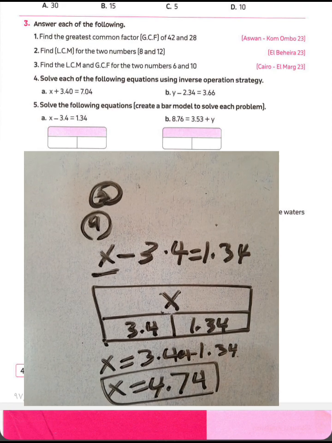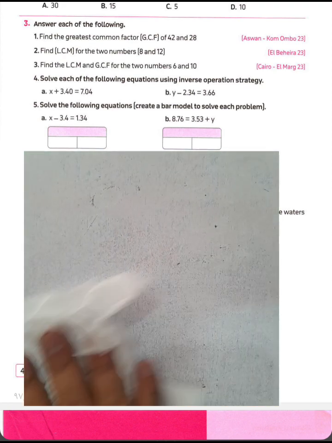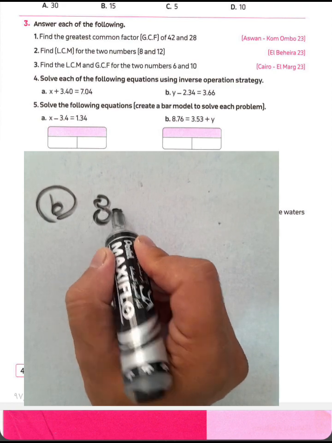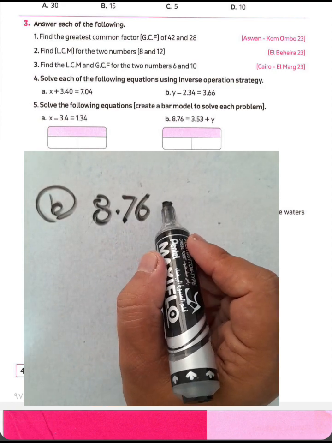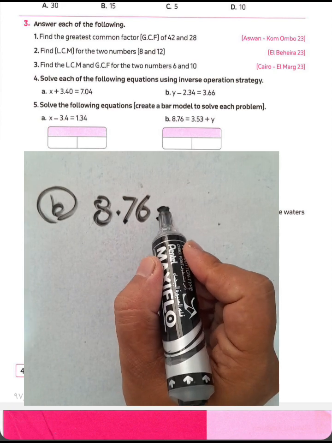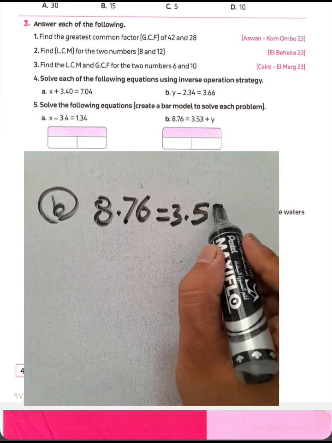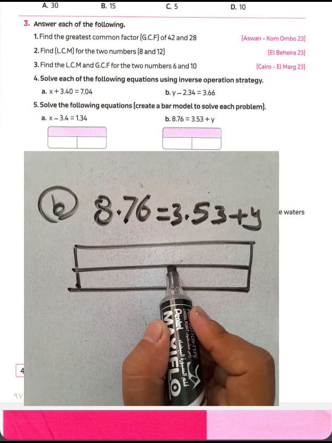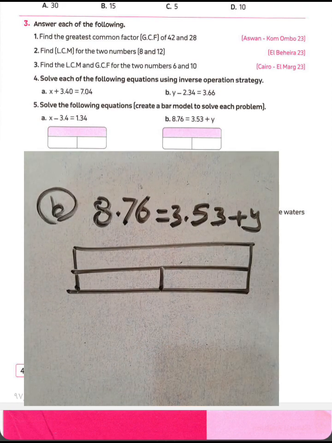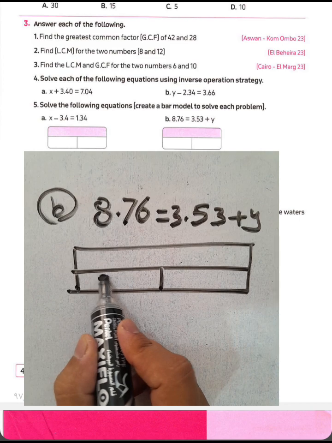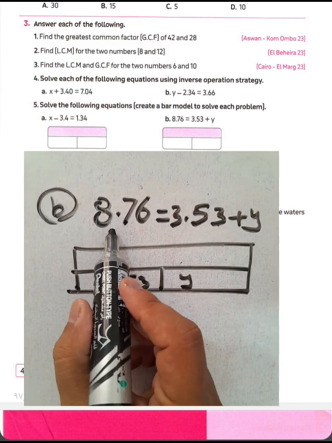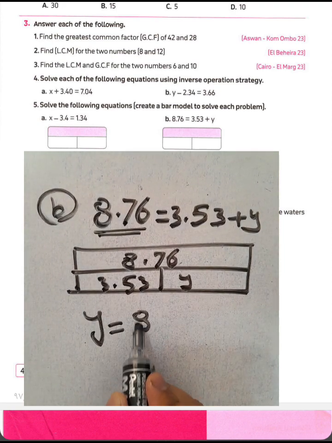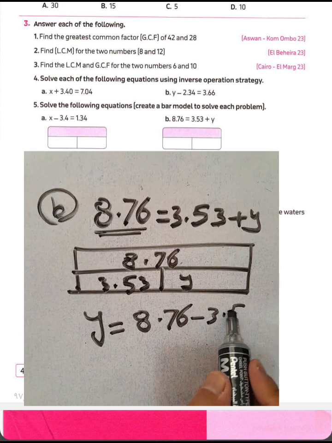Question letter B. 8.76 equal 3.53 plus y. You can find y here by the difference between the greatest number and the smallest. Right here 3.53 and y, and the greatest number here 8.76. Then y equal 8.76 subtract by 3.53.